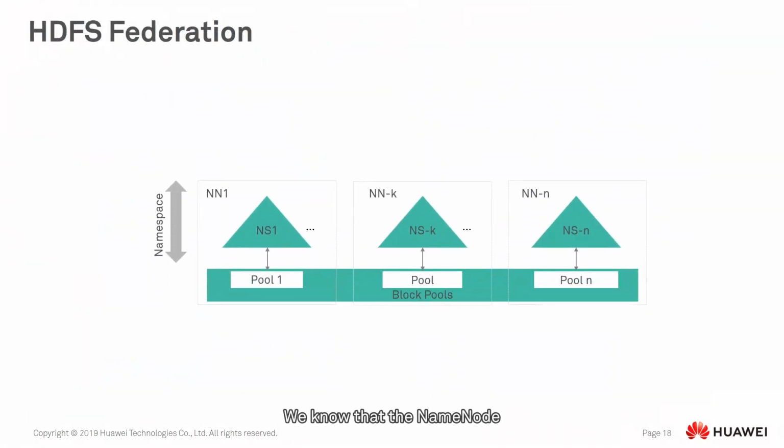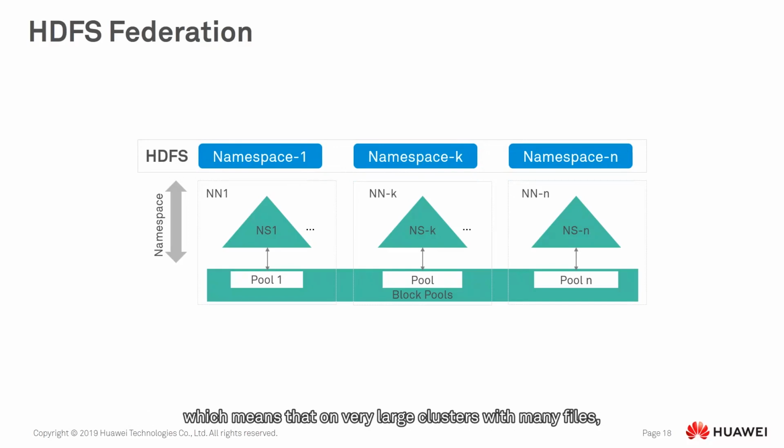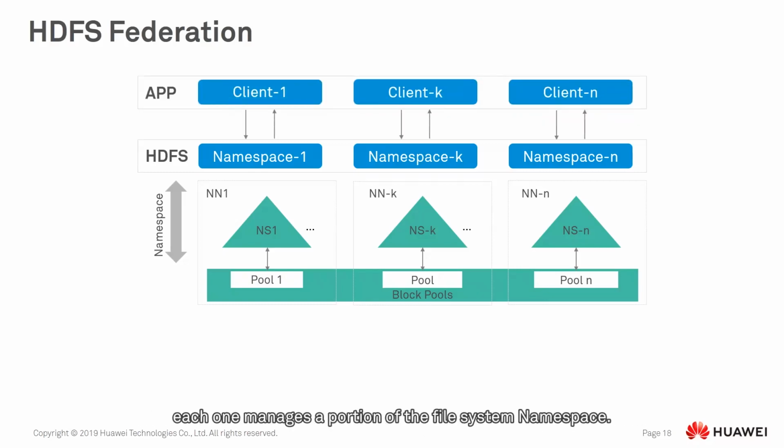We know that the name node keeps a reference to every file and block in the file system in memory, which means that on very large clusters with many files, memory becomes the limiting factor for scaling. So, HDFS federation allows a cluster to scale by adding name nodes. Each one manages a portion of the file system namespace. For example, one name node might manage all the files rooted under the user directory, and the second name node might handle files under the database directory.